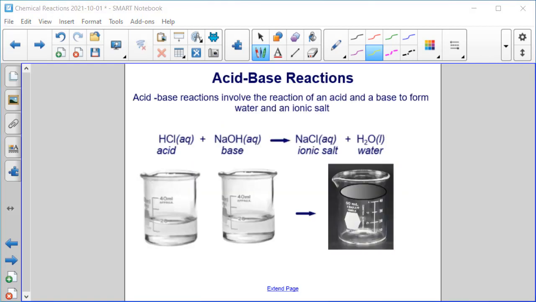Okay, so what happens when an acid-base reaction occurs? An acid-base reaction involves the reaction of an acid. On the left, we have HCl, aqueous. So we have hydrochloric acid dissolved in water, and sodium hydroxide, aqueous, dissolved here. So we have an acid solution and a base solution. When we mix them together, we get this product, which is an ionic salt. So we have sodium chloride, but it's soluble in water, so we write aqueous, and liquid water. So an ionic salt and water.